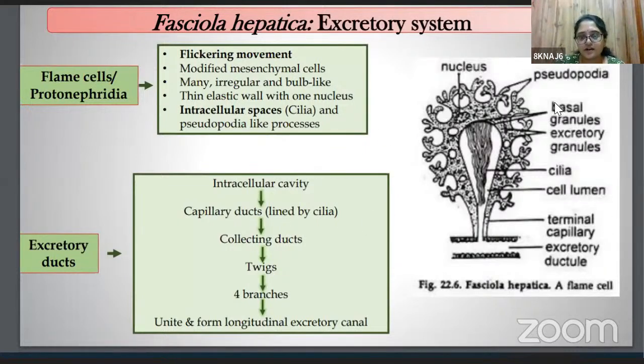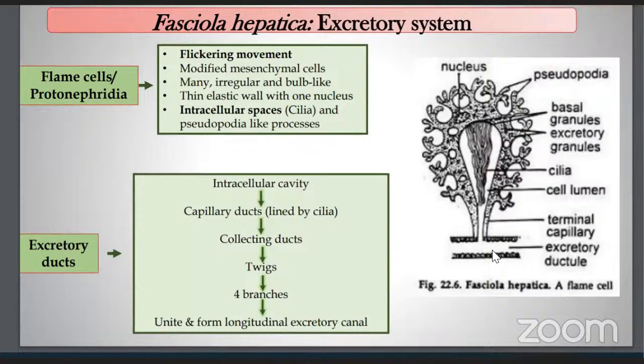This is the structure of a flame cell. It is connected with a complicated system of excretory ducts. So you have excretion and osmoregulation taking place. They are all modified mesenchymal cells only. Mesenchymal cells are the characteristic of flatworms. So the flame cells are just modified cells.